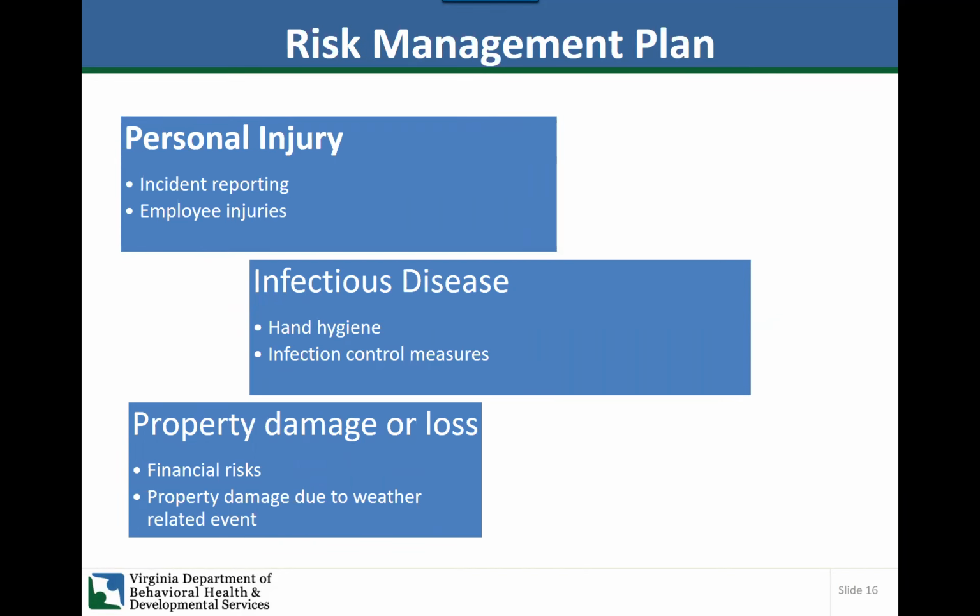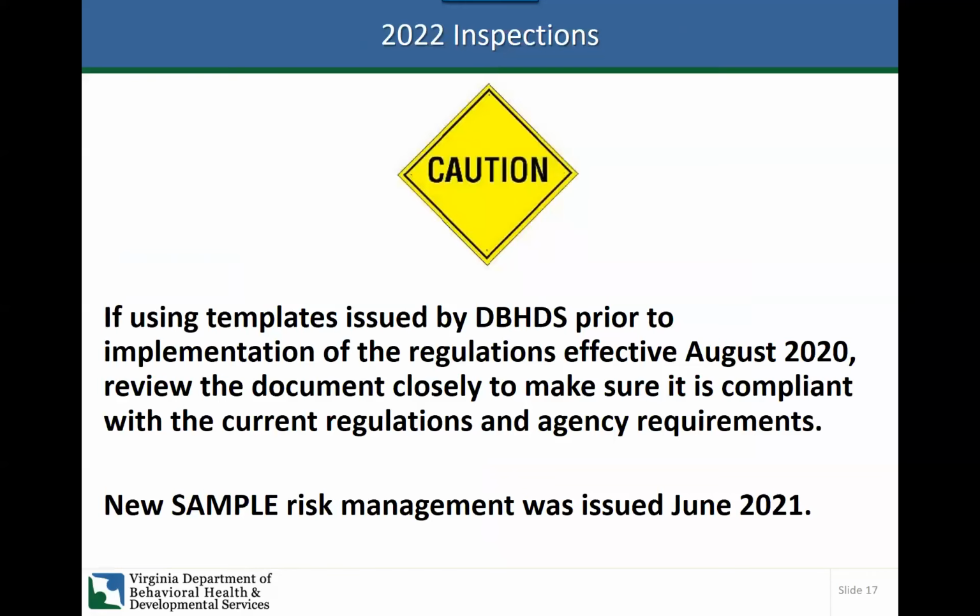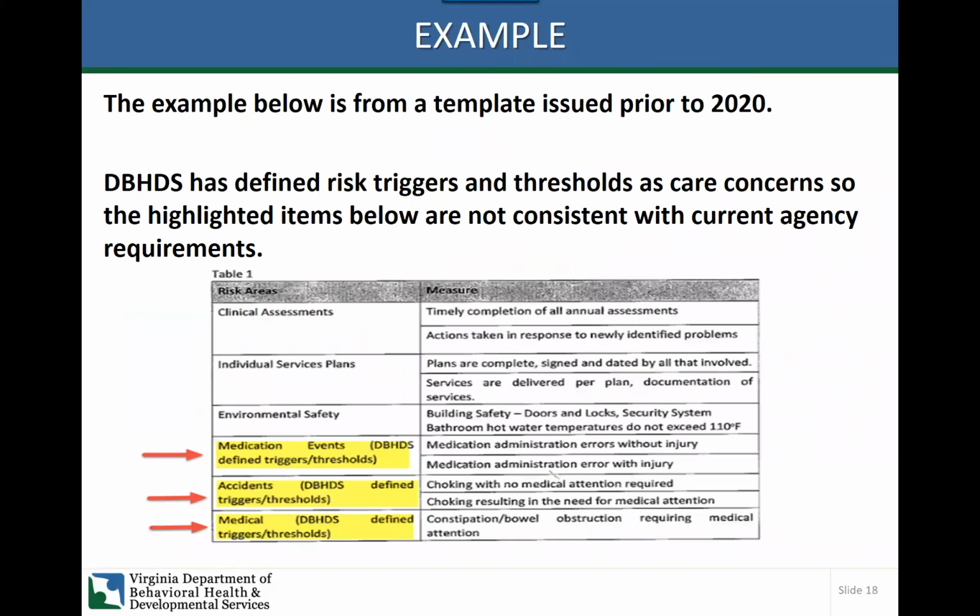So let's go to the next slide, which is again about the 2022 inspections. I am mentioning a caution here. If you are using templates issued by DBHDS prior to the implementation of the regulations effective August 2020, please review that document closely to make sure it is compliant with the current regulations as well as agency requirements. And again, we issued a new sample risk management plan in June of 2021.